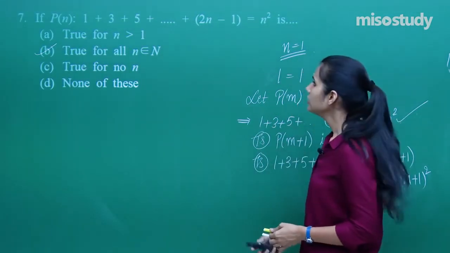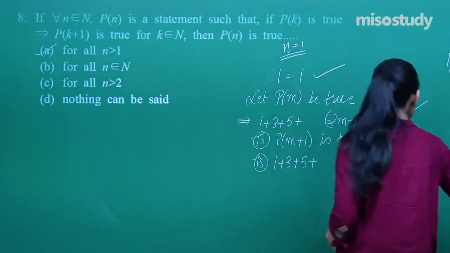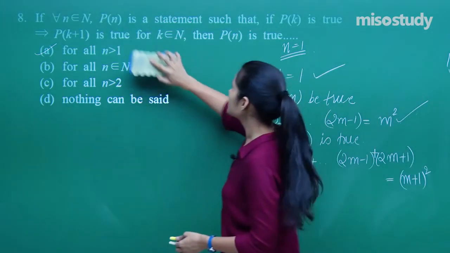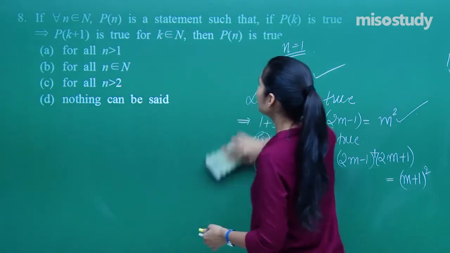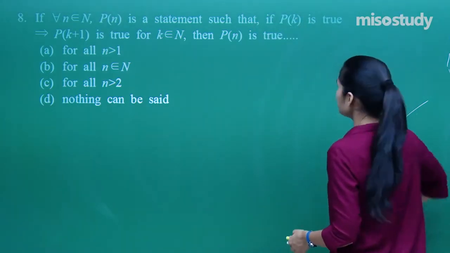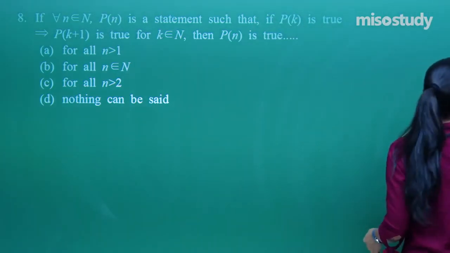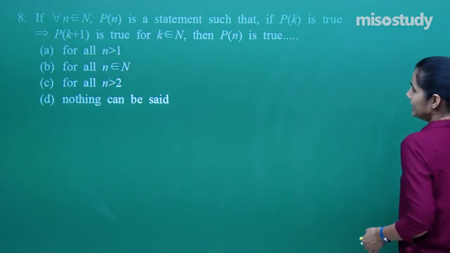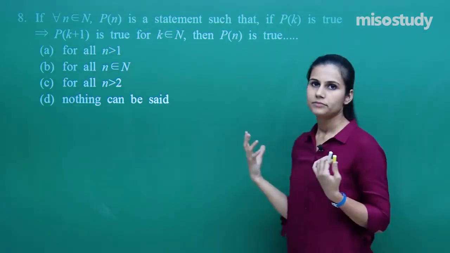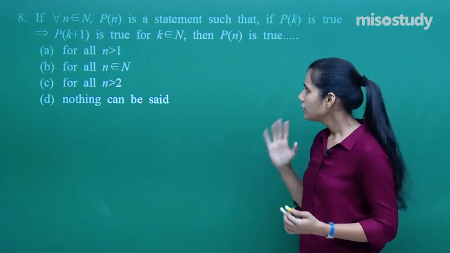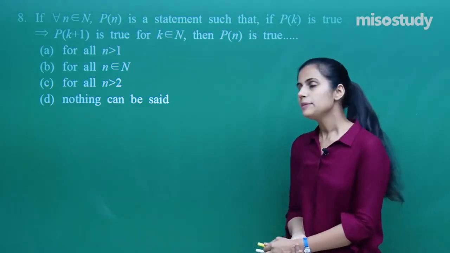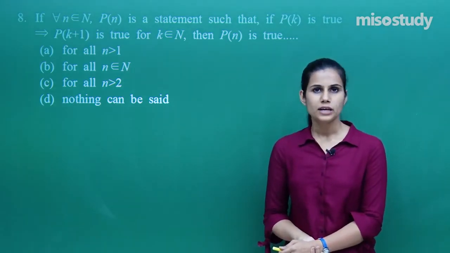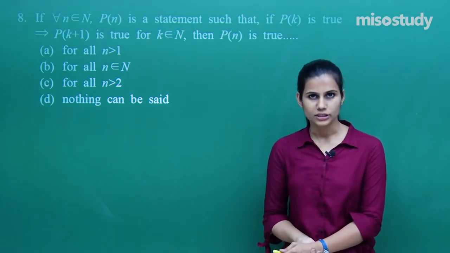Clear? Next I have, it is saying that P of n is a statement such that if P of k implies P of k plus 1 is true, suppose P of k is true and it is implying that P of k plus 1 is true, then P of n is true for what? Now here if you understand, it is directly pointing towards the usage of first principle of mathematical induction.